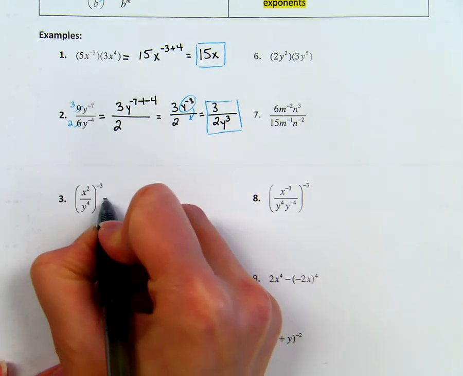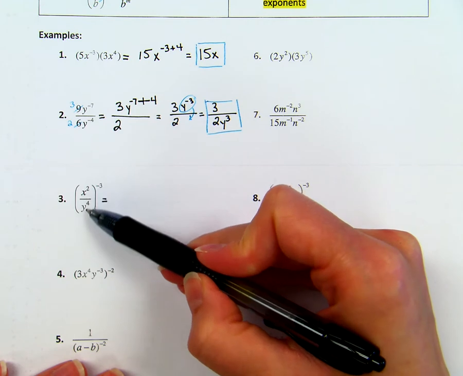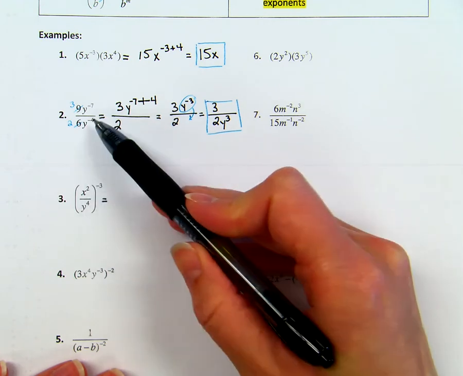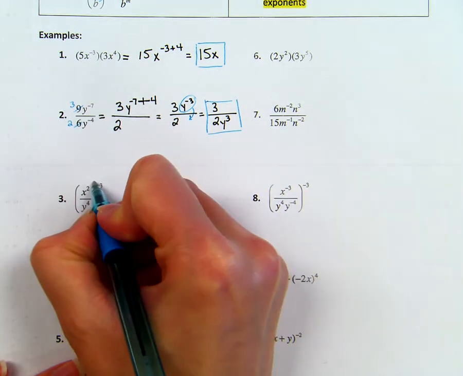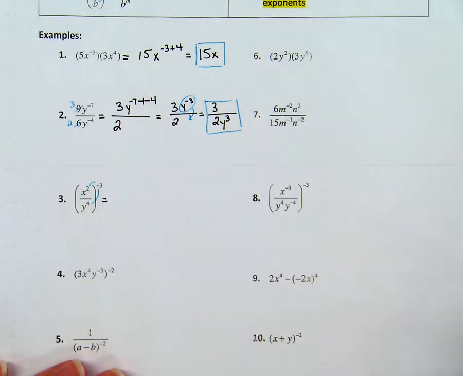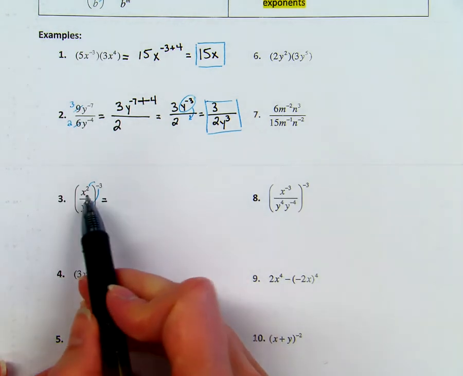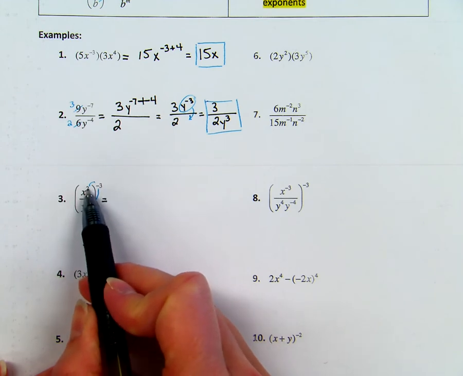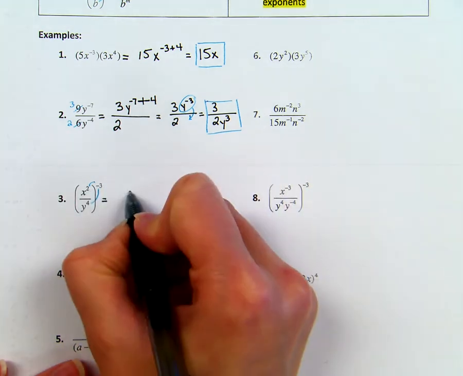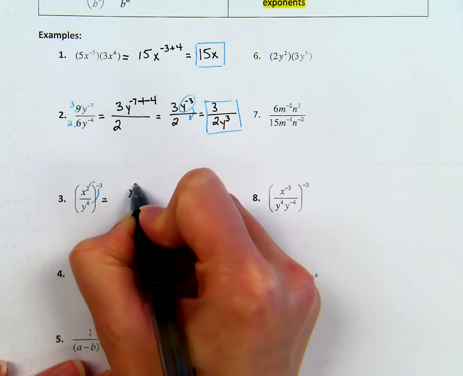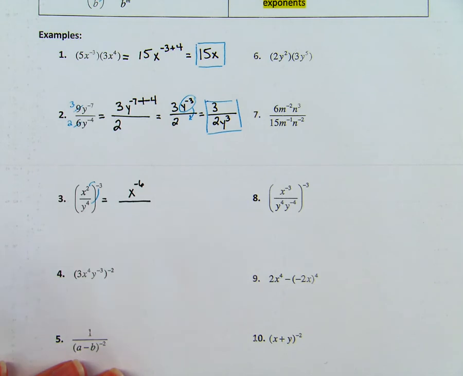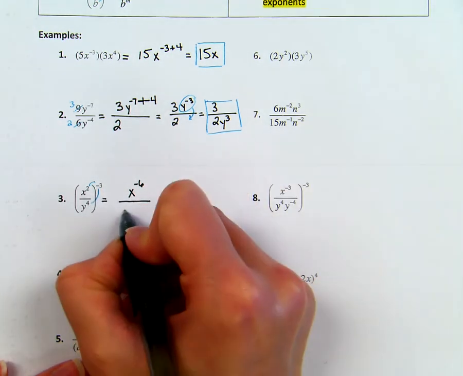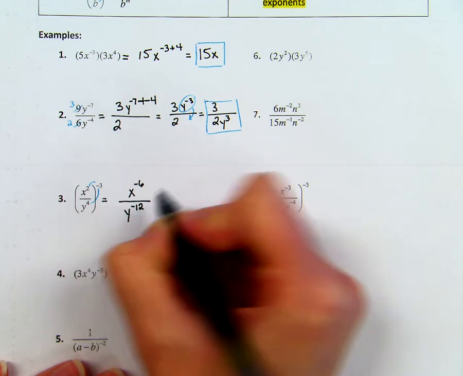Number 3. Notice here that we have two different bases, so we can't subtract the exponents as we did in number 2. However, we do have a second exponent on the outside of this fraction. What we can do here is multiply the individual exponents. So an x squared times a negative 3. So 2 times negative 3 gives us a negative 6 for the exponent on the x value. We can do the same with the y's. 4 times negative 3, we will get a negative 12.